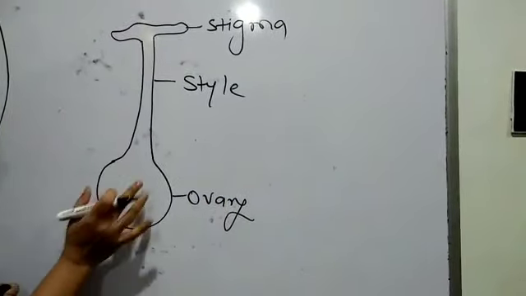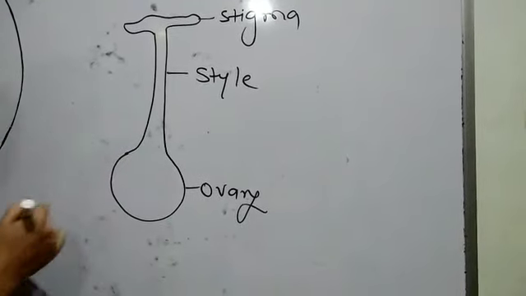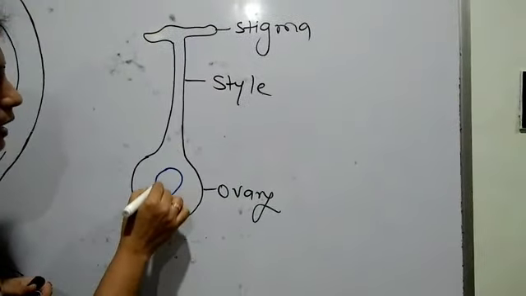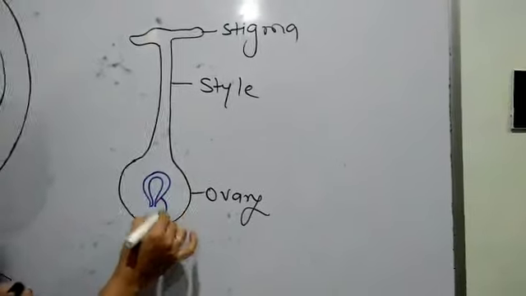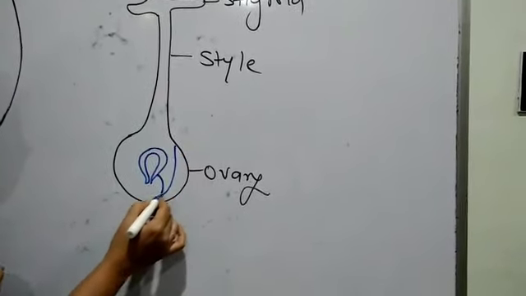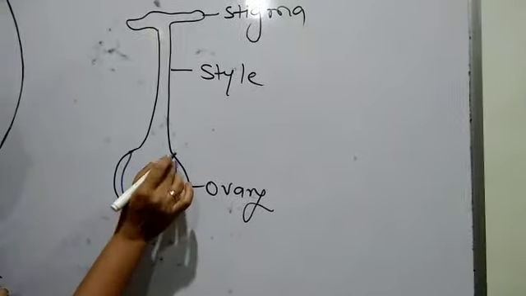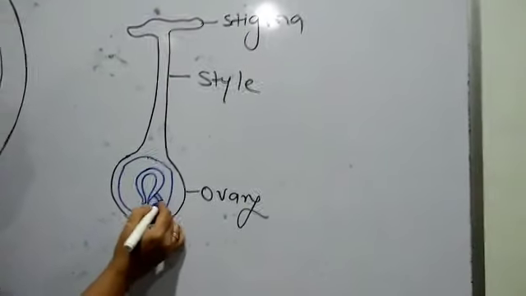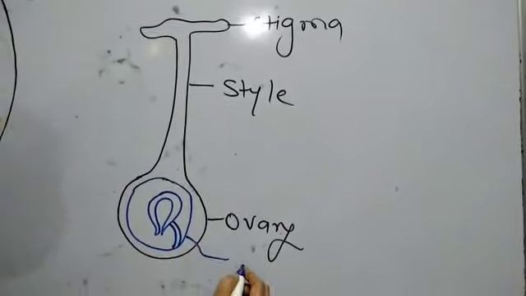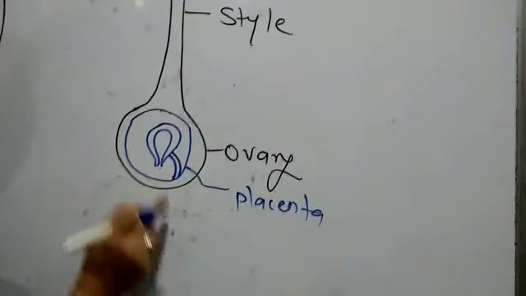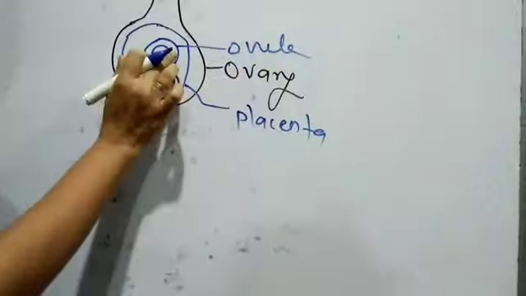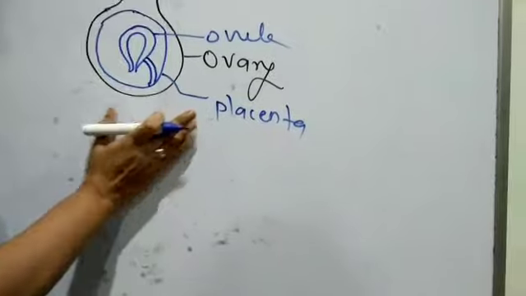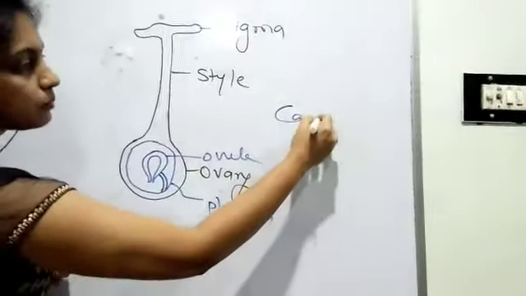Yes, inside the ovary there is a nutritive tissue. The ovule is attached to the ovary with the help of a nutritive tissue known as placenta. We can draw it like this only. Yes, this is the nutritive tissue called placenta. So this is the ovule. The ovule is attached to the ovary through the placenta. Now, this is the structure of a carpel.